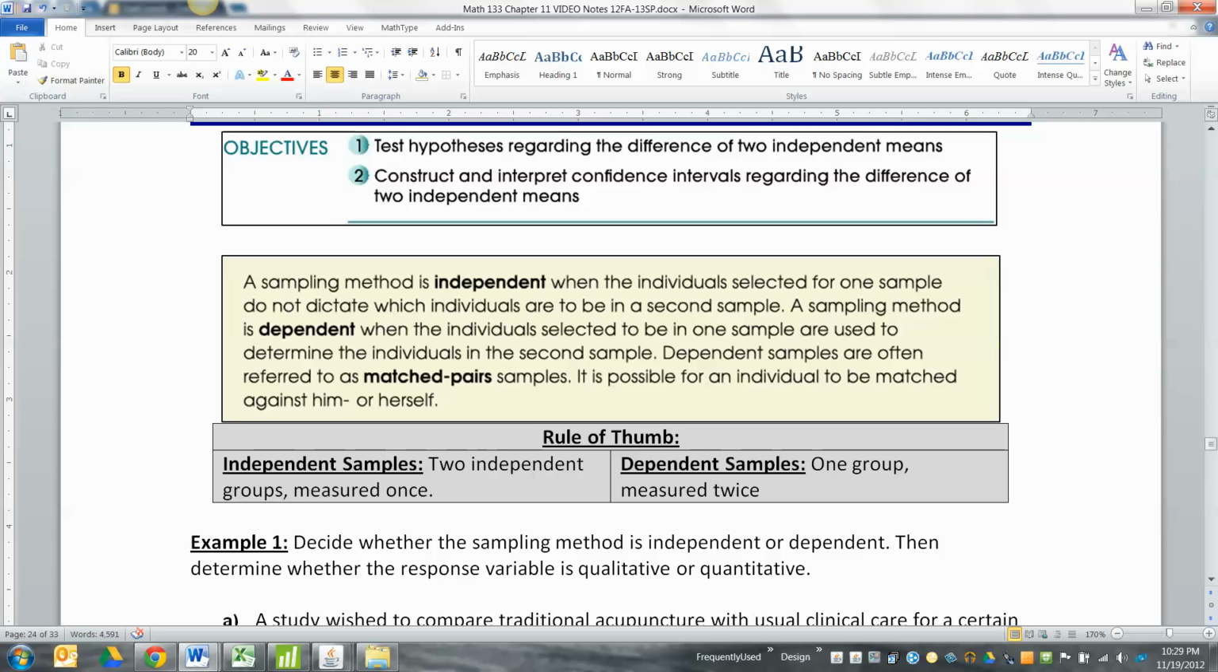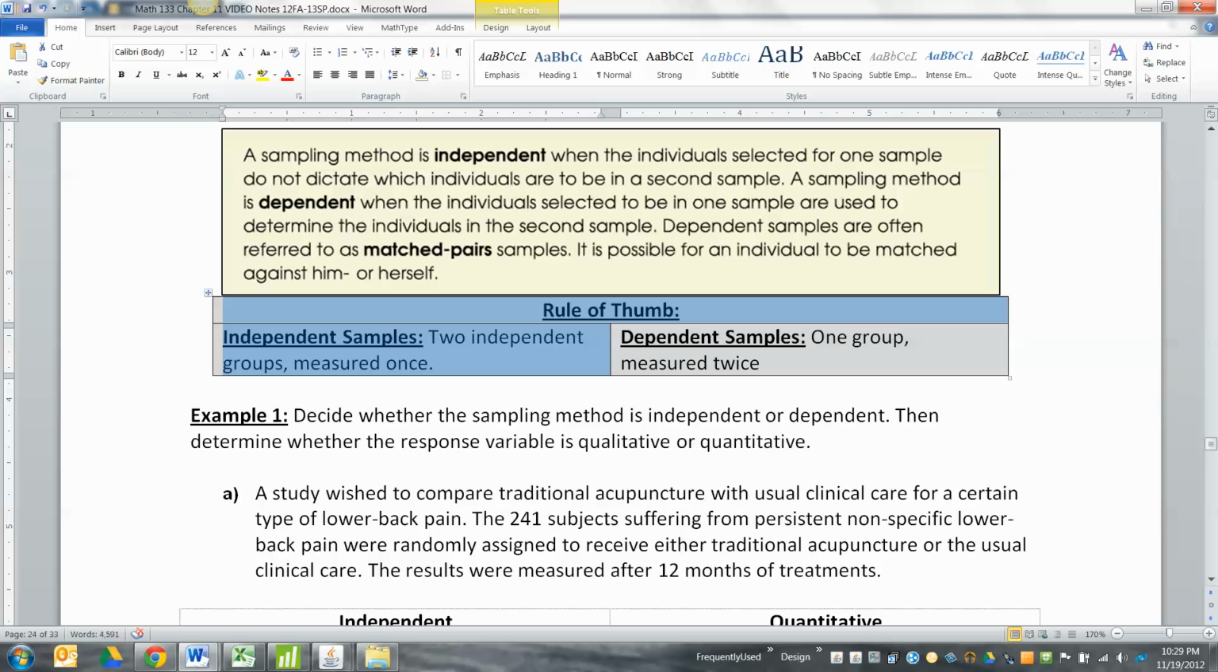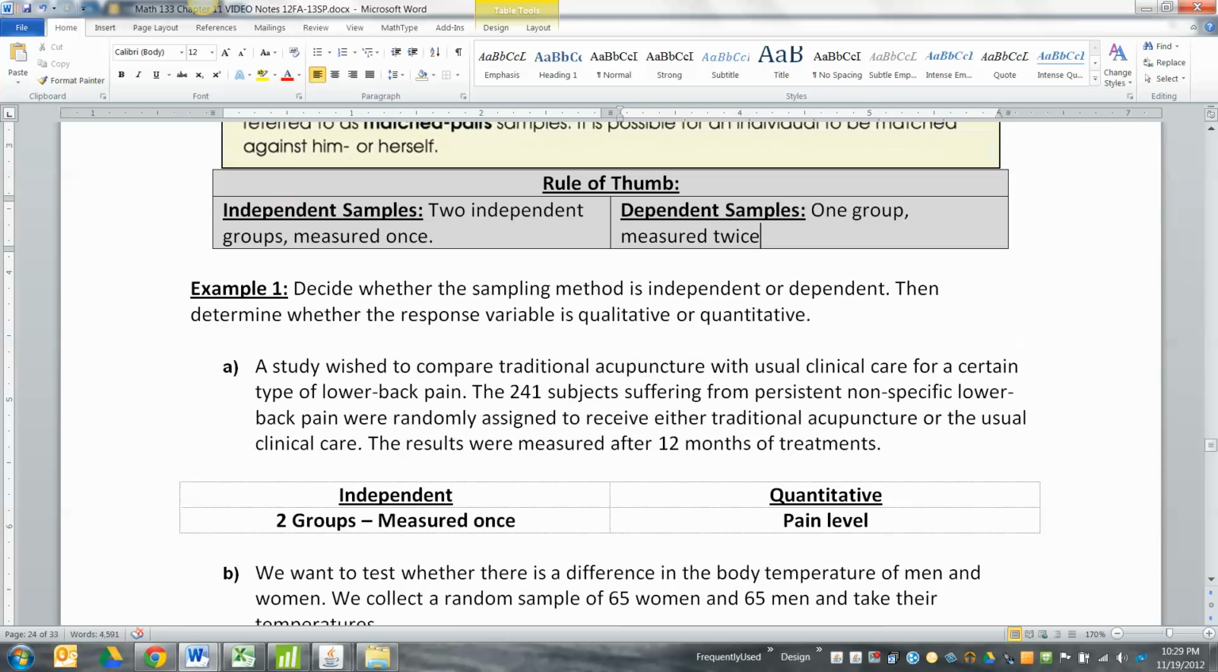When the individuals selected from one sample do not dictate which individuals are selected in a second sample, etc. All right, so same thing we've already worked with before. Quick rule of thumb is independent samples are two groups that are unrelated, measured once. Dependent samples are one group, sometimes related, measured twice.